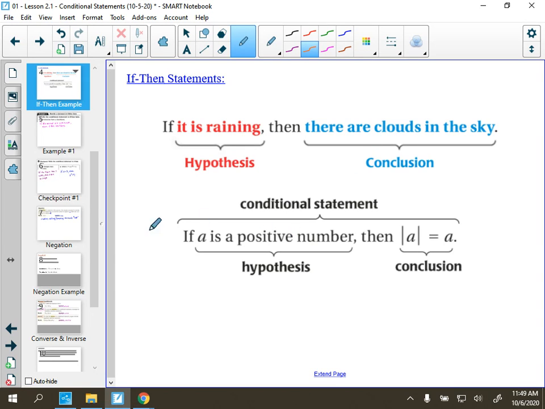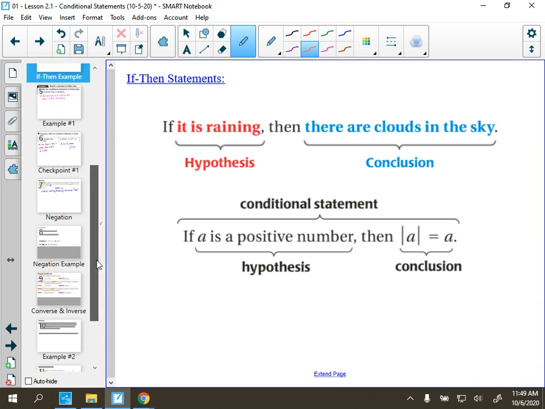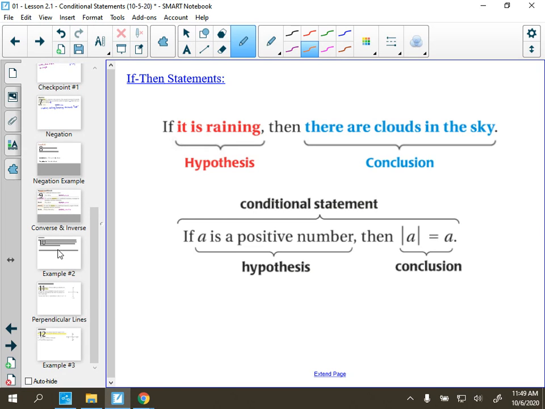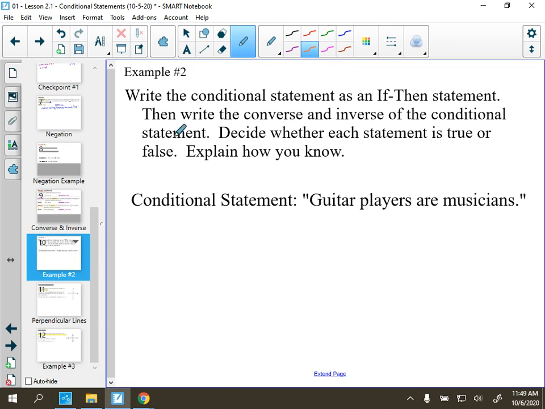All right, so we'll have to practice that here. We'll look at one of those examples. This is kind of the big ticket example for this section, 2.1, going through all the different if-thens, converse, inverse. We'll also add a little element of true, false here. So here we go. Here's the directions. Write a conditional statement as if-then. So here's our conditional statement. Guitar players are musicians. All right, no problem.